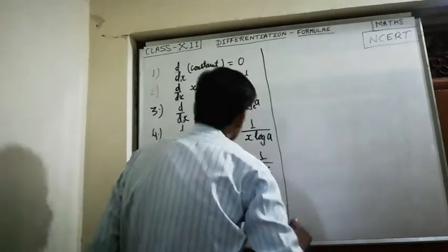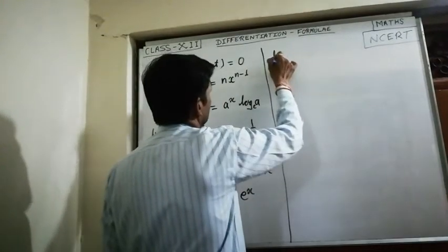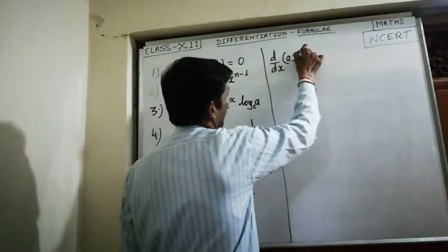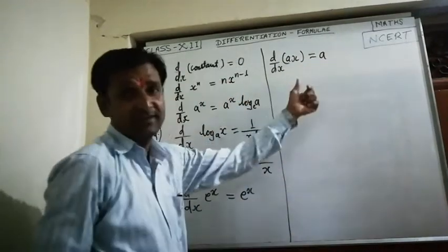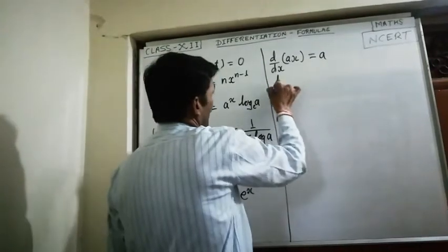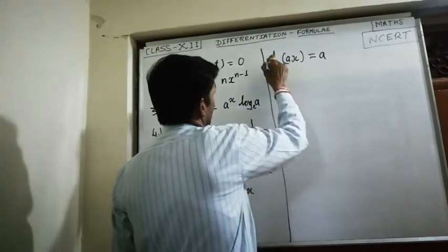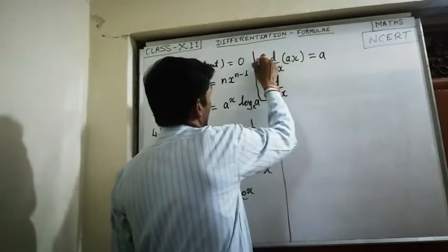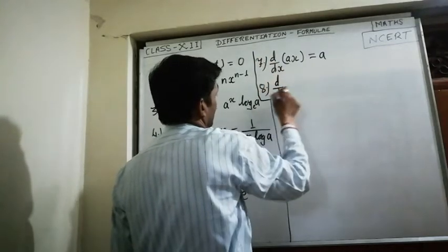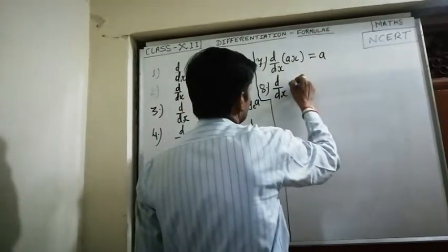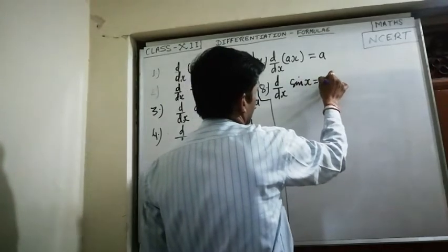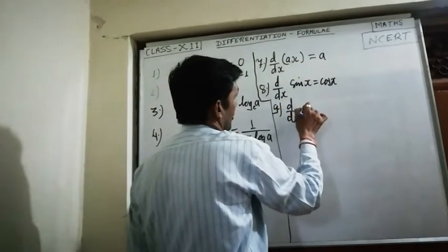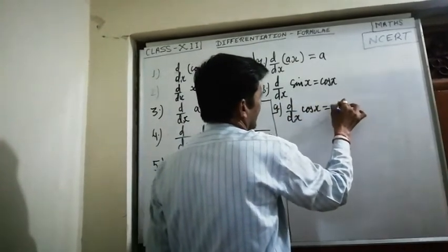Now differentiation of ax, we can say it will be a, means suppose it is 4x, then it will be 4. This is formula number 7, it is 7th formula, this one is 8th. Differentiation of sin x, that will be cos x. Differentiation of cos x, that will be minus sin x.